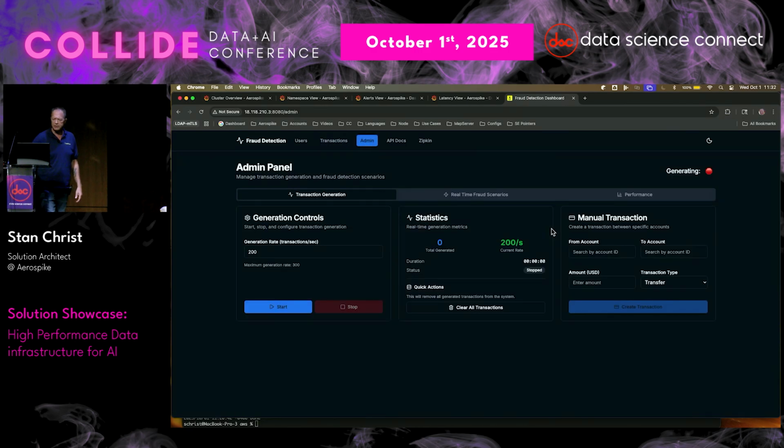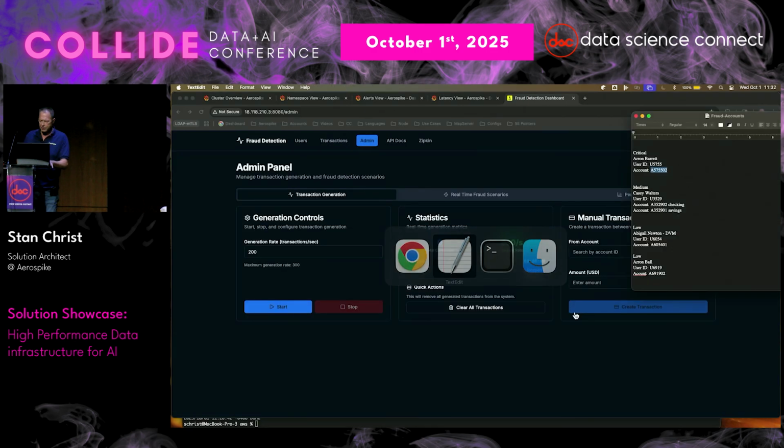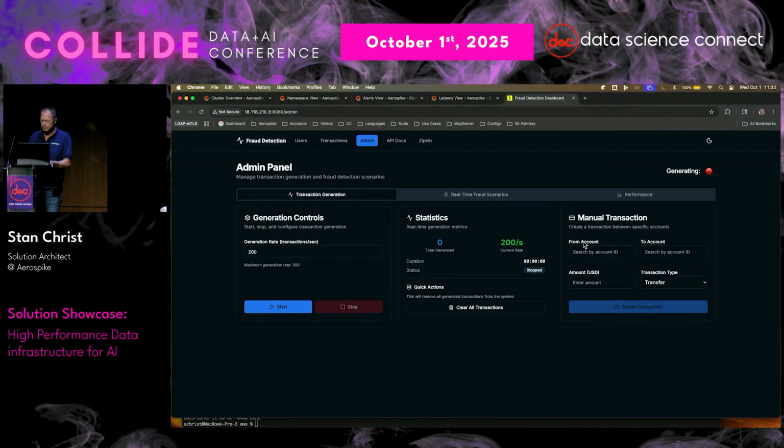I'm going to do another transaction here real quick. And I'm going to use a different account. This is going to be Aaron Bell. And he is going to send some money to Casey as well.